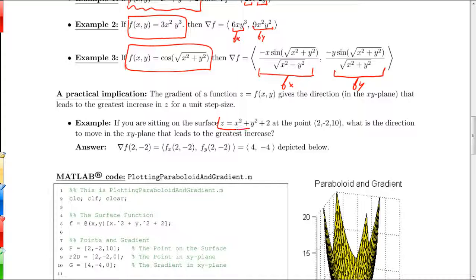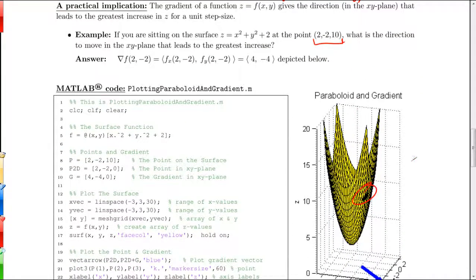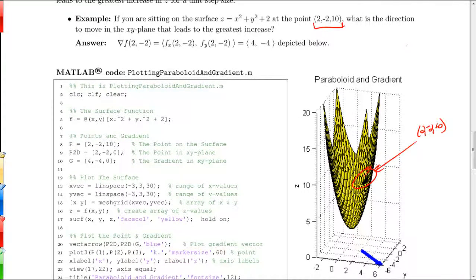This is our paraboloid, x squared plus y squared plus 2. If I want to find the gradient at the point 2, negative 2, 10, that's this point right there. That's 2, negative 2, 10. Right, it doesn't show up that well. It's that black dot, right? What is the direction to move in the xy plane down here that leads to the greatest increase in my function of x and y here?